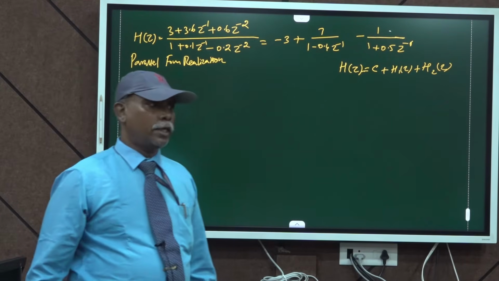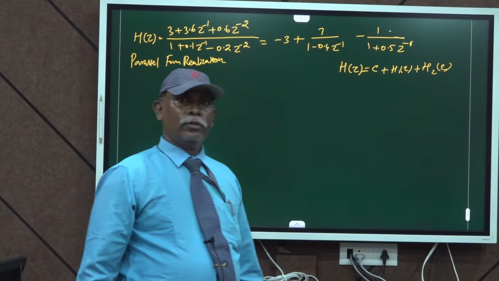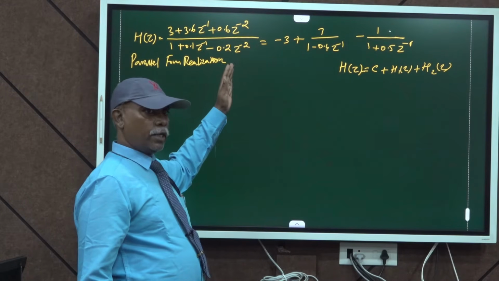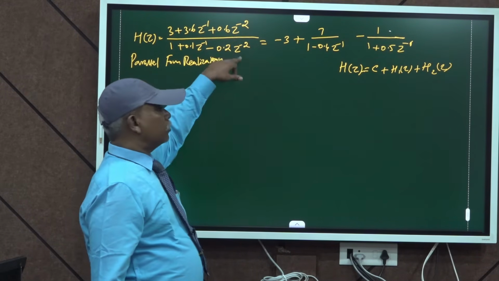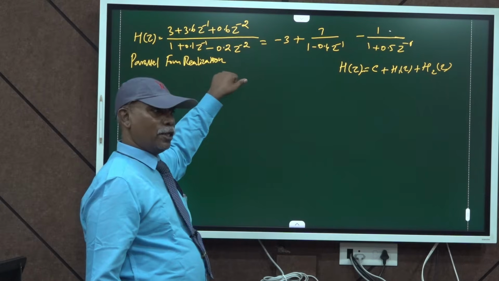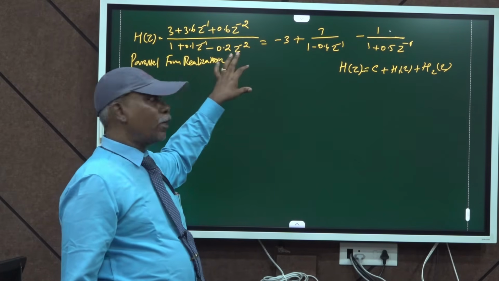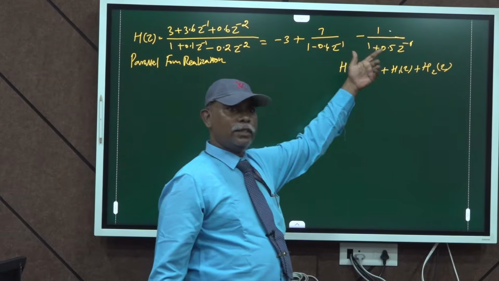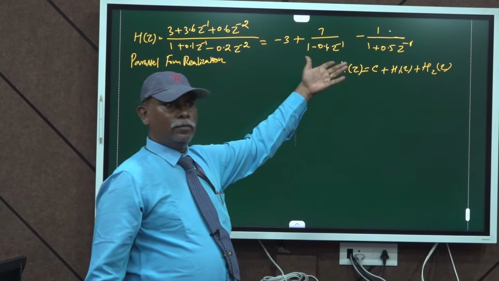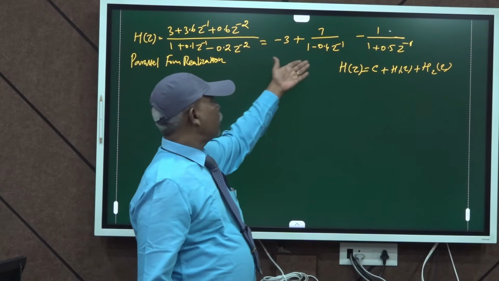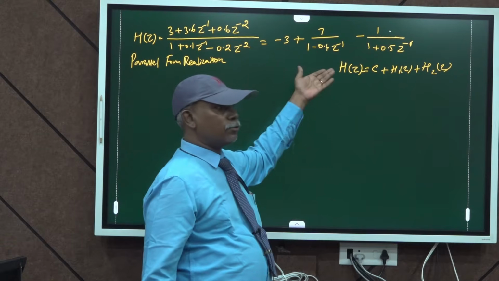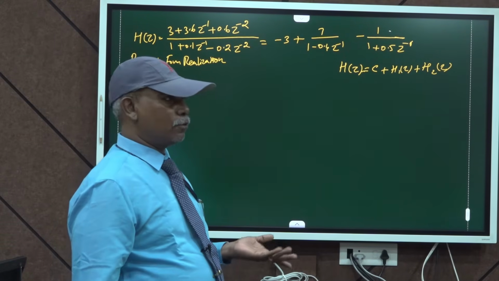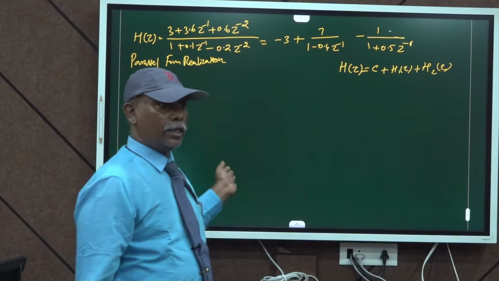So I won't repeat again how to take the partial fraction. I think your maths faculty member told you that if the numerator power and the denominator power are both equal, you put one constant plus A by the first factor plus B by the second factor. I already know the denominator has two factors: 1 plus 0.5 z inverse and 1 minus 0.4 z inverse.